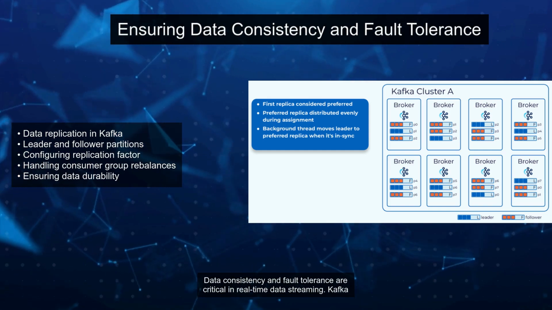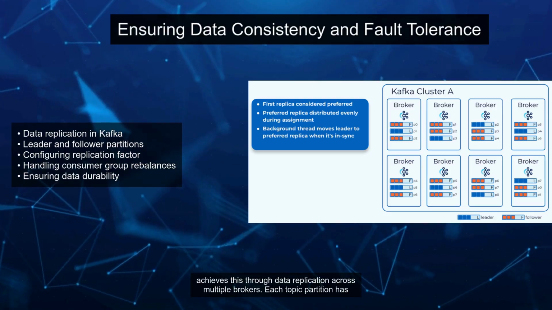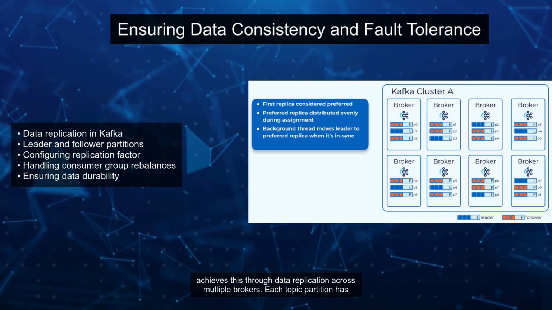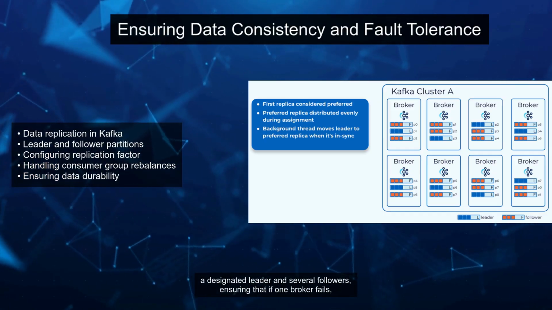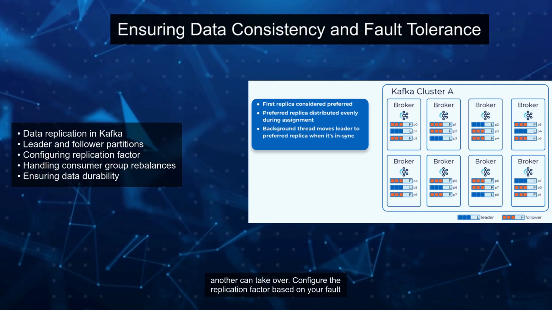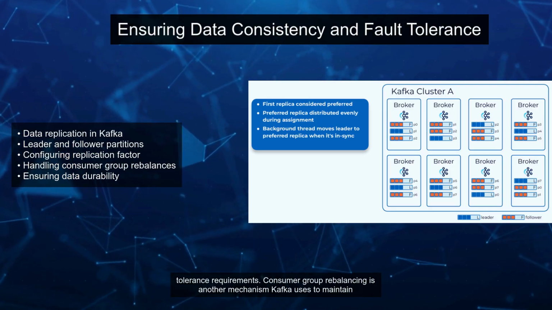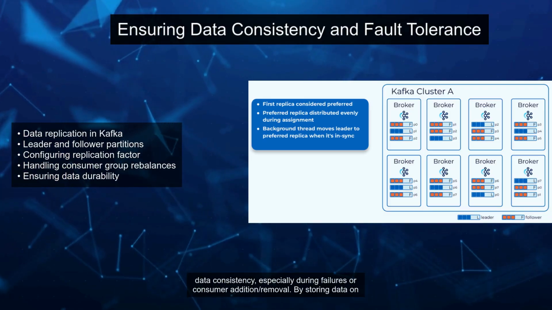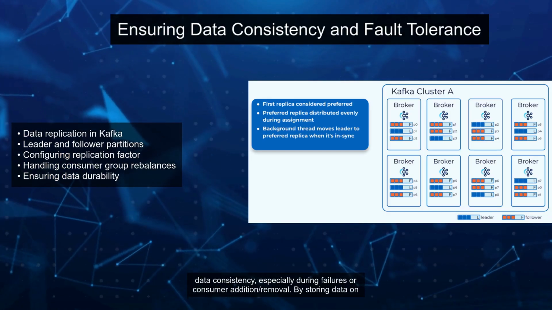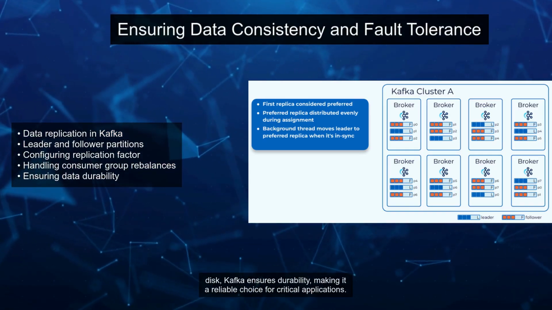Data consistency and fault tolerance are critical in real-time data streaming. Kafka achieves this through data replication across multiple brokers. Each topic partition has a designated leader and several followers, ensuring that if one broker fails, another can take over. Configure the replication factor based on your fault tolerance requirements. Consumer group rebalancing is another mechanism Kafka uses to maintain data consistency, especially during failures or consumer addition/removal. By storing data on disk, Kafka ensures durability, making it a reliable choice for critical applications.